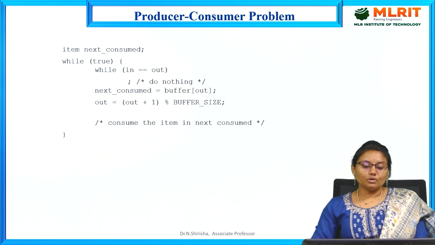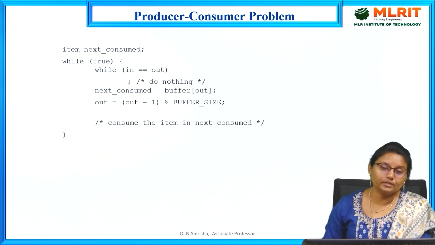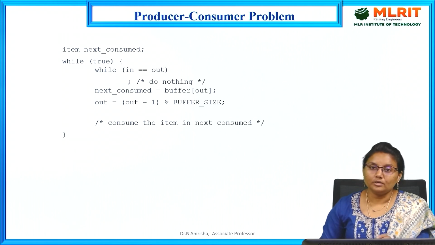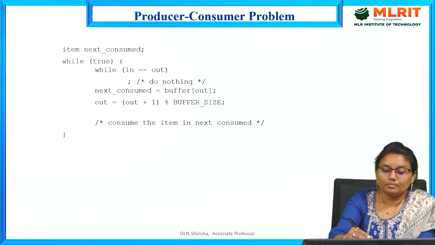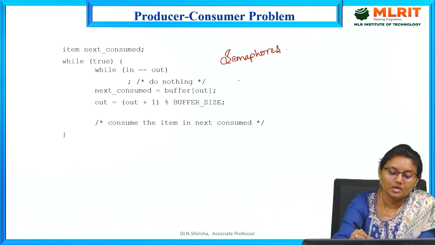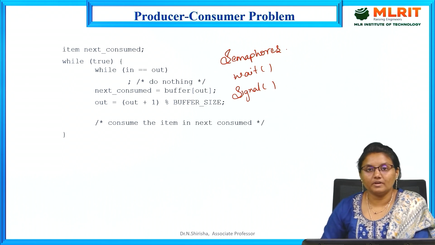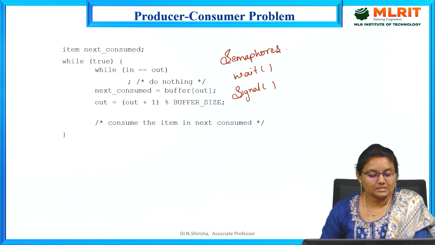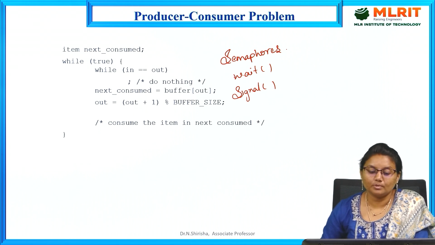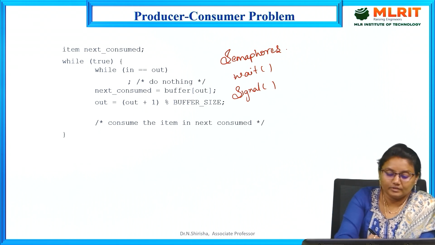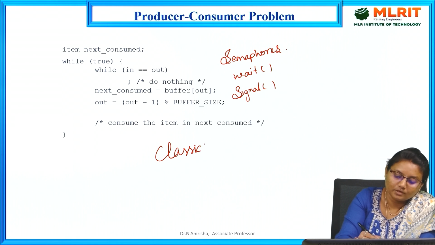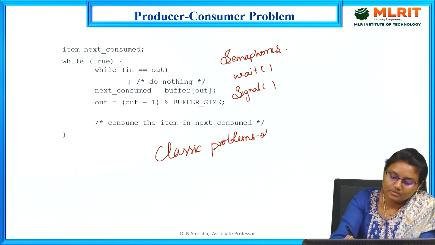And the use of this producer consumer problem is that you can implement it using semaphores, where you can use wait and signal functions. Where we call it a bounded buffer problem. So this is the basic information of the producer consumer problem that can be implemented for the classic problems of synchronization, which we are going to see in the next class.